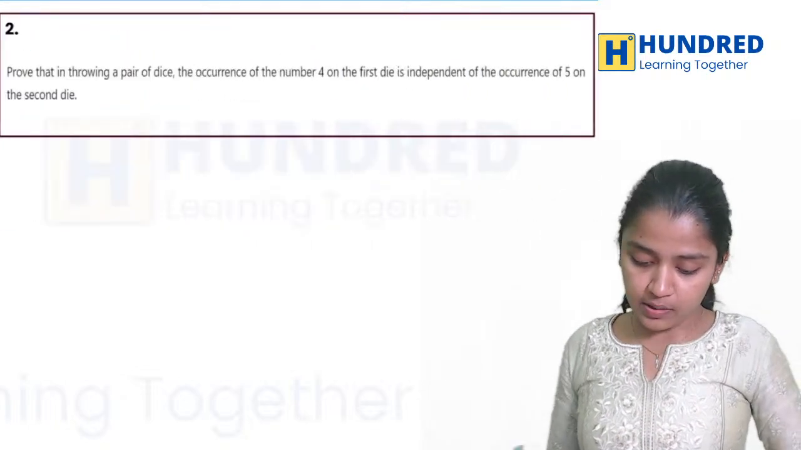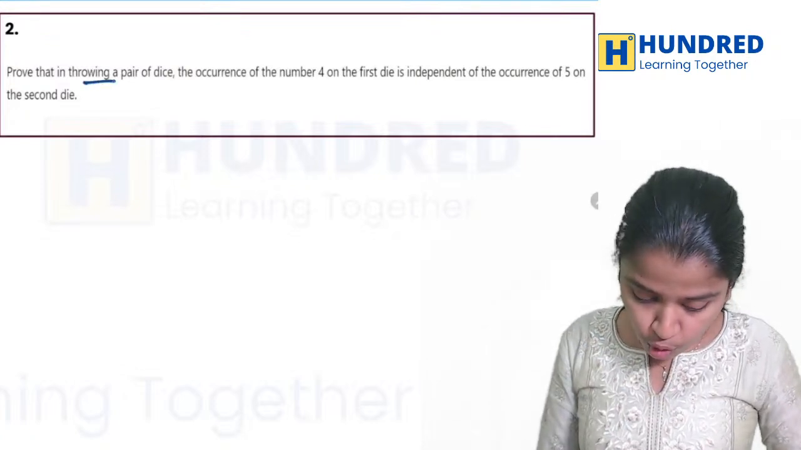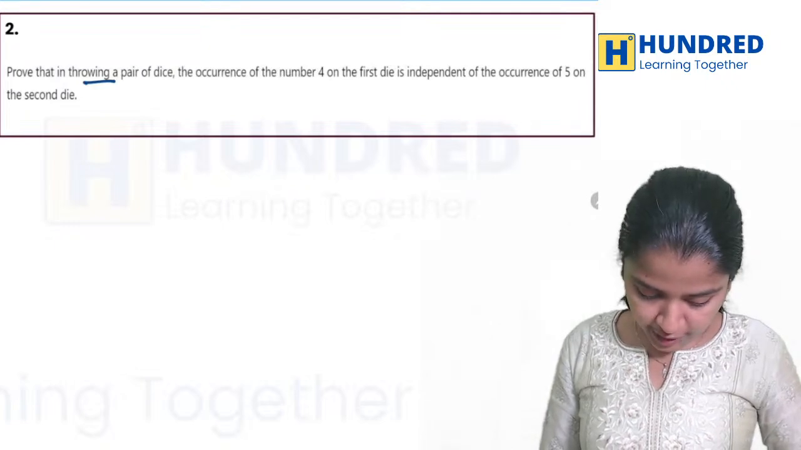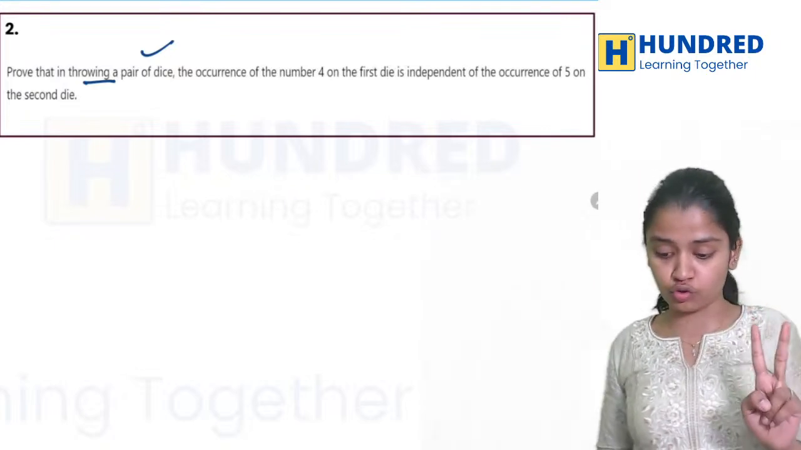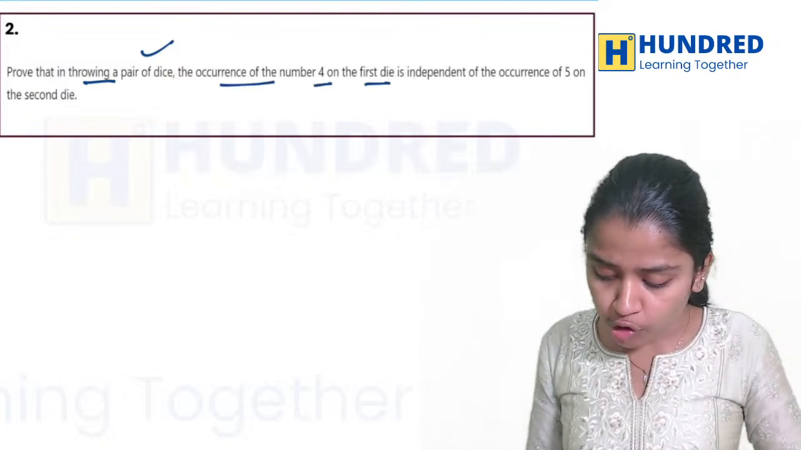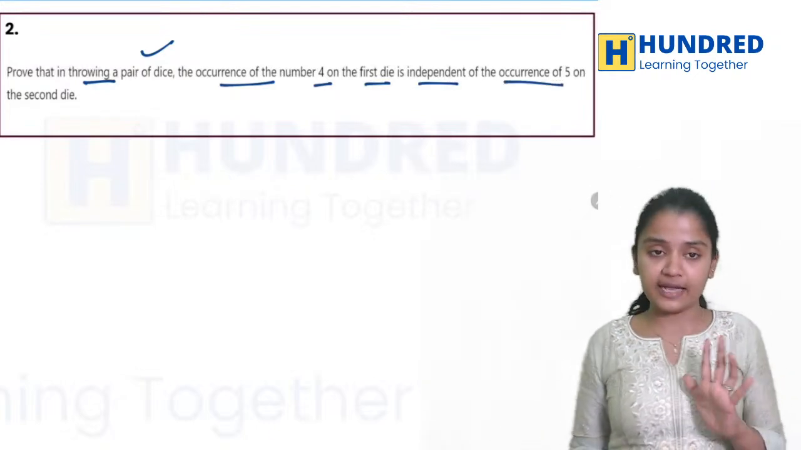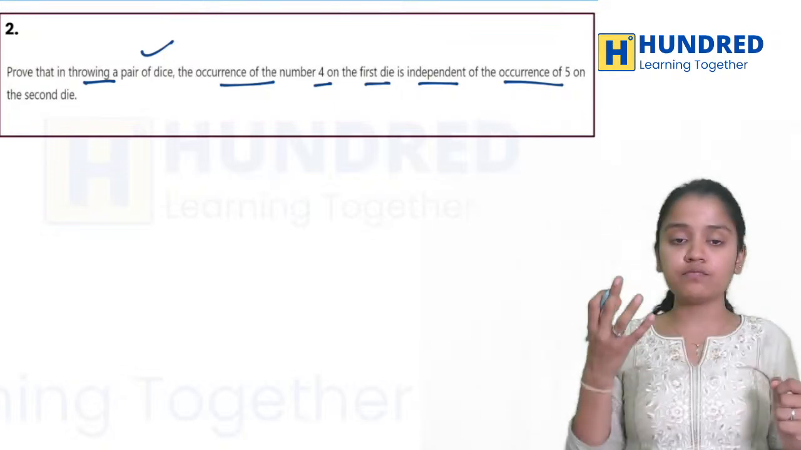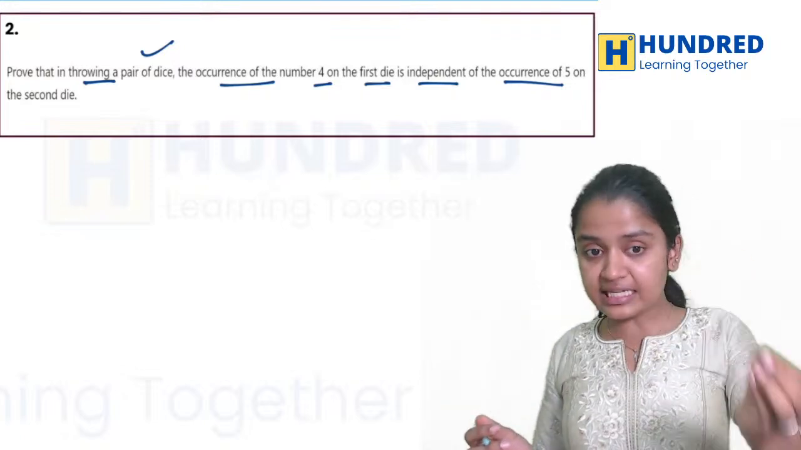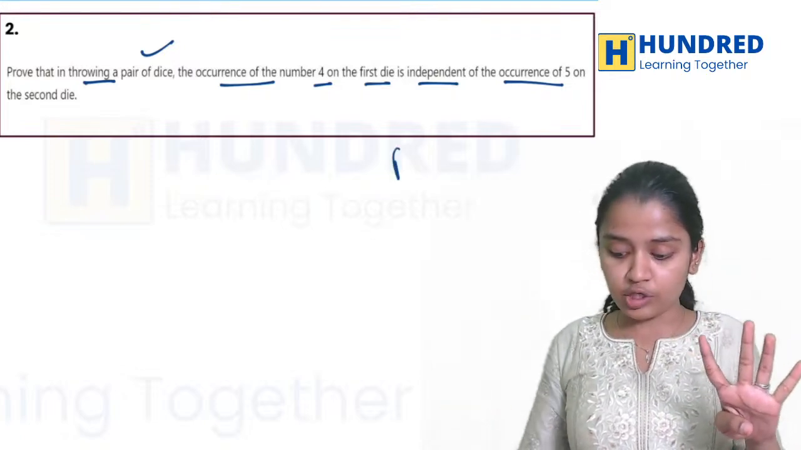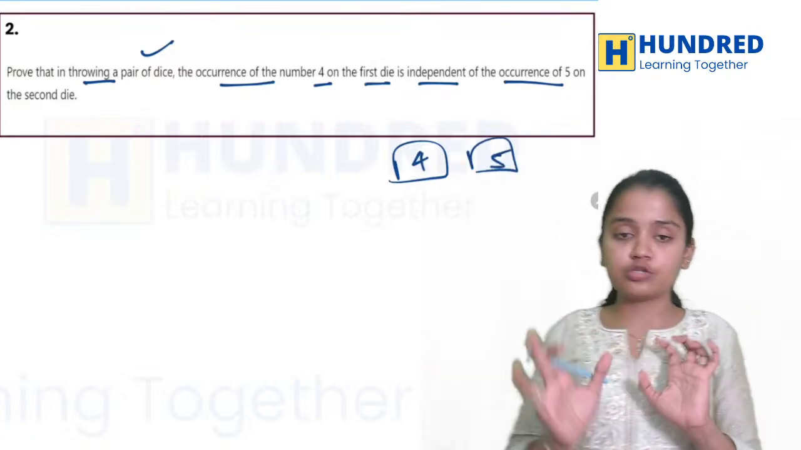Okay, now let's go to the next one. So proving, now, prove that, what should I prove? I should prove that throwing a pair of dice, two dice have to be thrown, occurrence of 4 on the first die is independent of occurrence of 5 on the second die. So basically you are asked to throw two dice together. The first die showing 4 and the second die showing 5 are independent events, you have to tell.